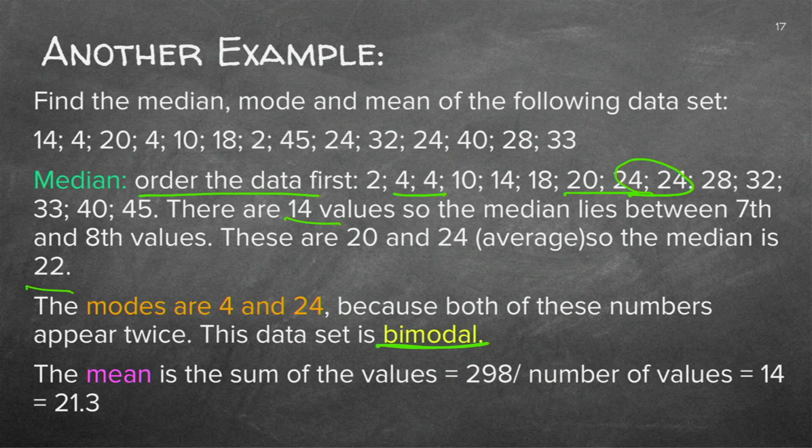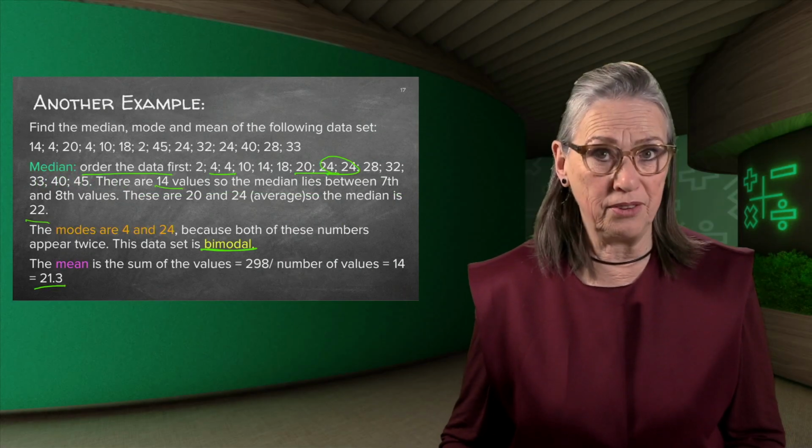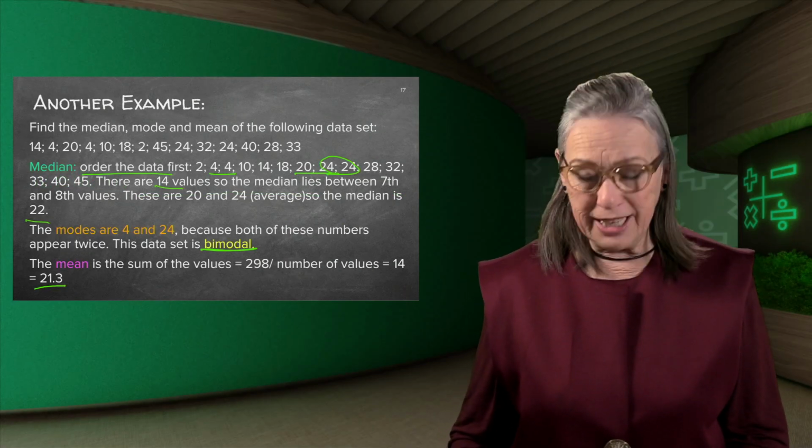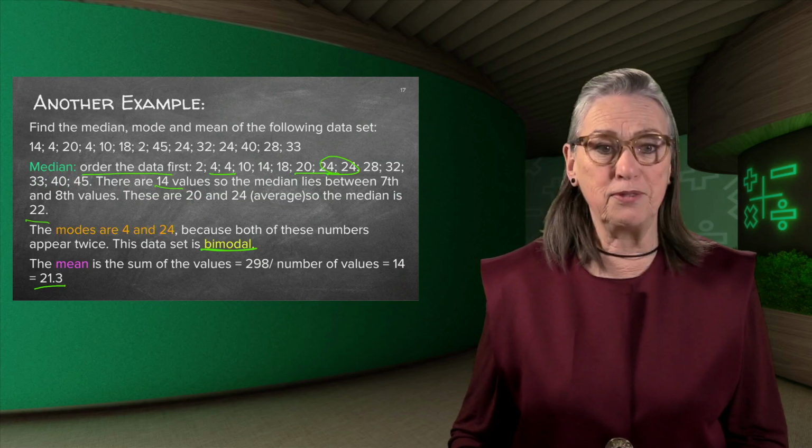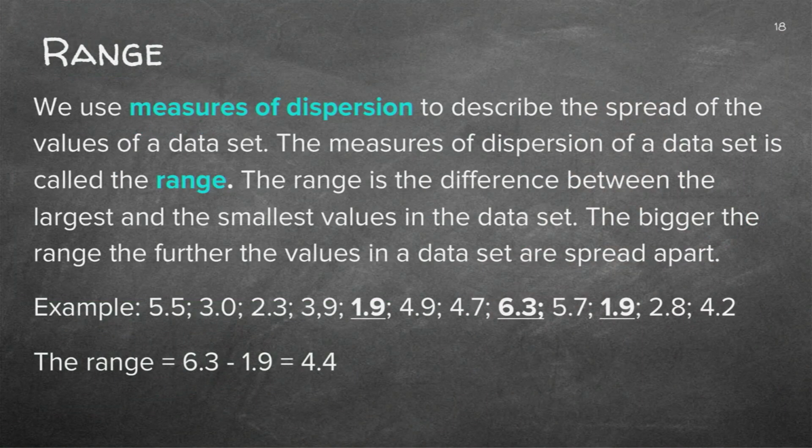And then lastly, the mean is the sum of the values, which is 298 divided by 14, so the mean is 21.3. Are you ready to do your own examples? Just wait for another thing that we're going to do, which is the range.